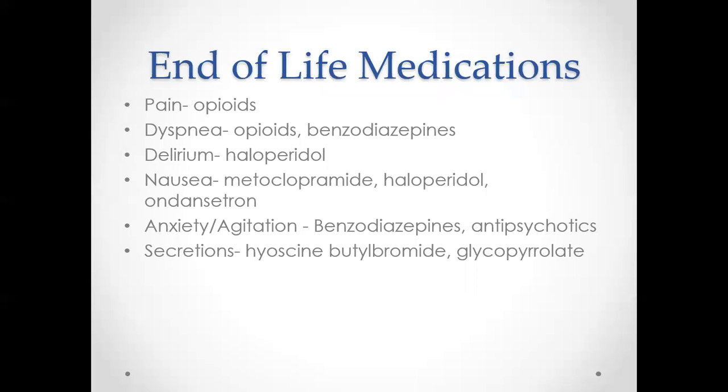I'm going to summarize the medications that we've been through with regards to the end of life. As discussed, the most common medications for pain are opioids. For dyspnea are opioids and benzodiazepines. For delirium is haloperidol. For nausea, metoclopramide, haloperidol, and ondansetron. For anxiety and agitation, benzodiazepines and antipsychotics. And for secretions, hyoscine butyl bromide and glycopyrrolate.